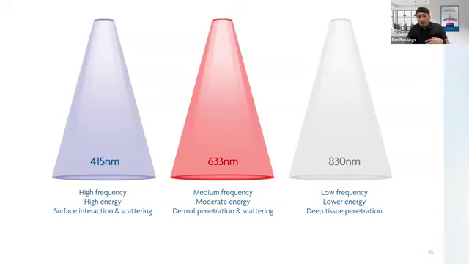So 415, again, high energy, high surface scattering, high surface interaction, a lot of reflection and a lot of energy that builds up on the surface of the skin. We're sitting just outside the UV range, so we're non-ionizing, not causing any fundamental damage to the skin itself, but it's high enough energy that we can be destructive to the bacteria on the surface. 633, we're slightly less energetic, but it means we can penetrate deeper into the body. We've got a medium frequency, moderate energy, and that's why we can get into the dermis and do some really good things in there.